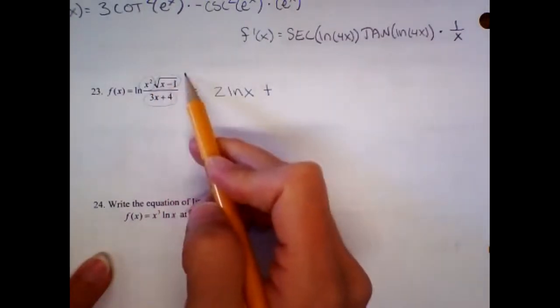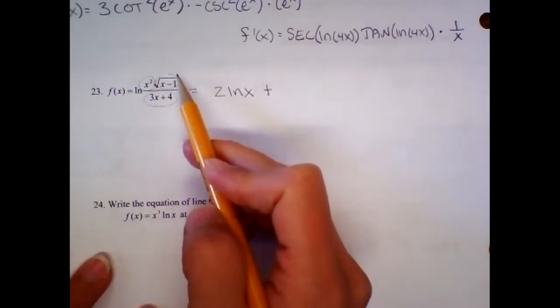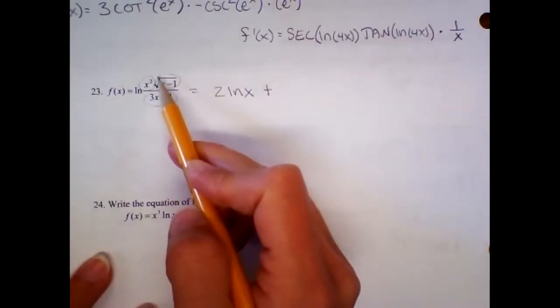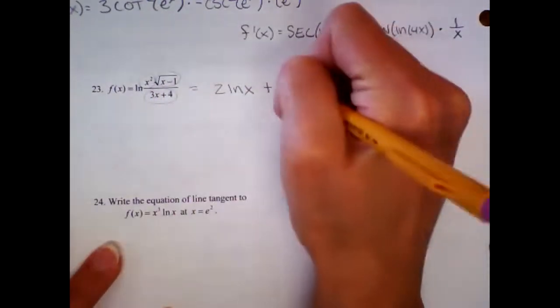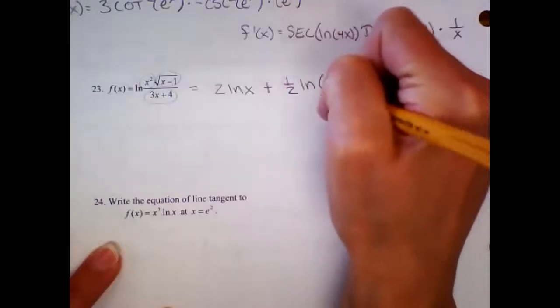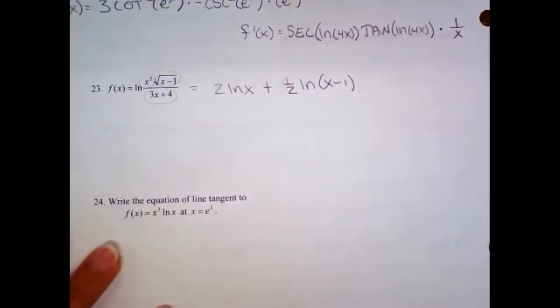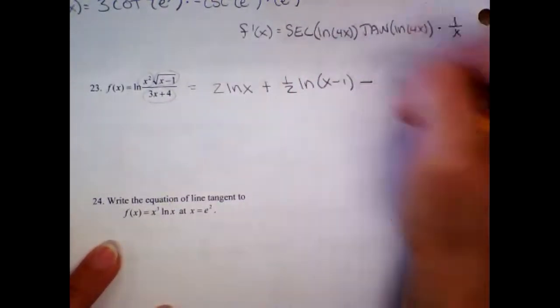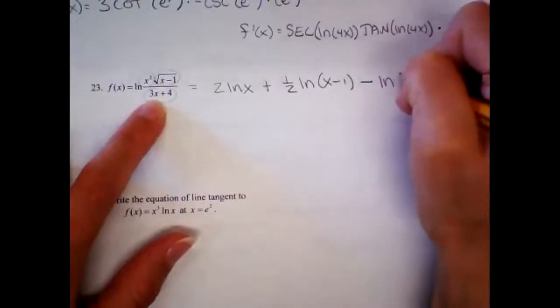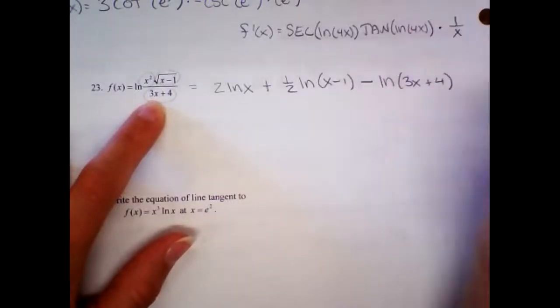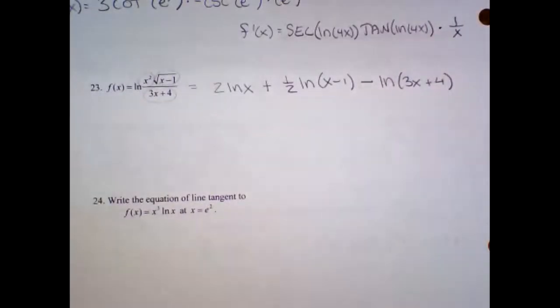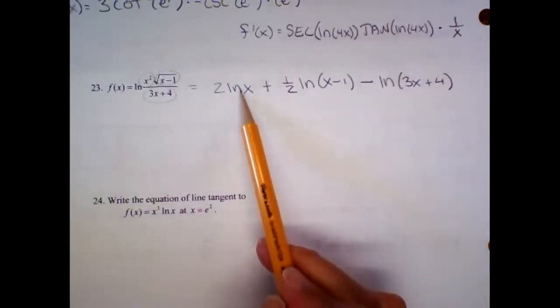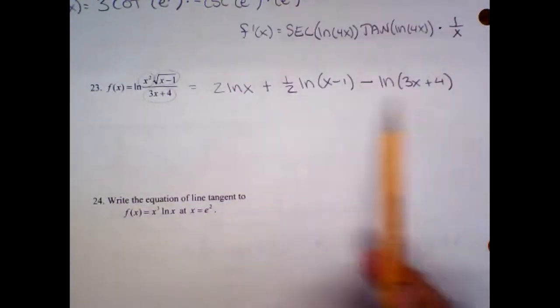Now for a square root, what's the exponent on a square root? 1/2. And you put that out front. So it'll be 1/2 ln of x minus 1. Minus, and then for the denominator, ln 3x plus 4. If you don't remember it, it's fine. But why on earth did we do that? Because now we can take the derivatives of these 3 separate terms.